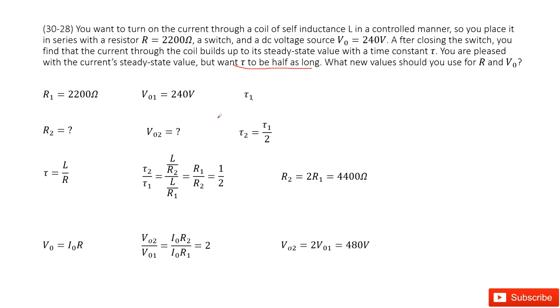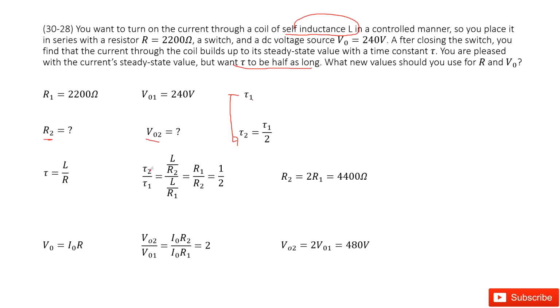Now it asks what new values of R and V0 you should use. So that means we need to find R2 and V02. First, we can see the only connection between the initial state and the final state is that the time constant becomes half of the initial. So we write down the equation for the time constant. It is relevant to L and R. L is the inductor, and R is the resistance. And we can see the inductance is not changed.